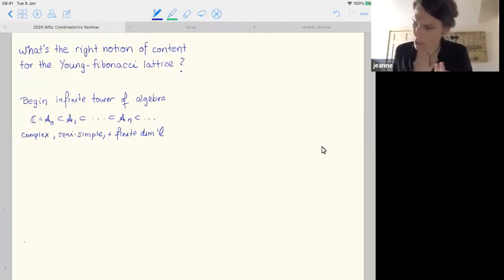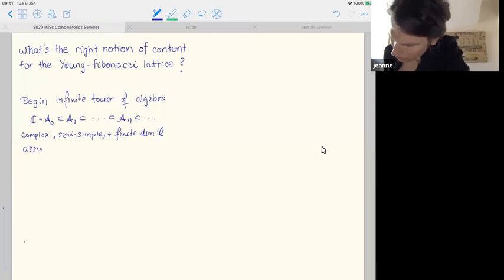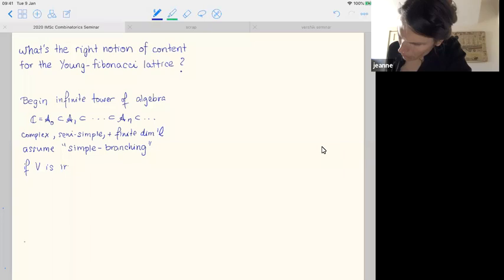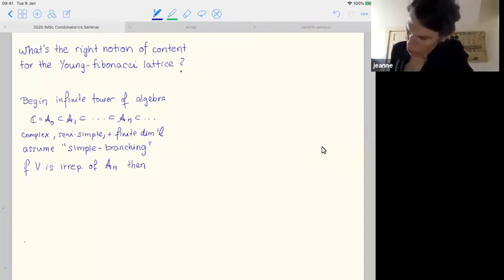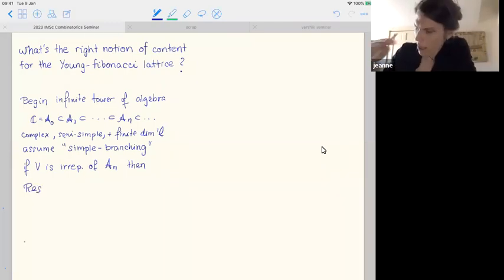And then we'll assume something special about this tower, namely that it has what's called simple branching. So if V is an irreducible representation of say A_n, then of course we can take this V and restrict it down to the previous algebra in this tower.